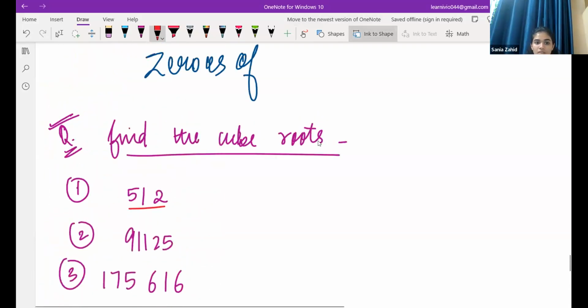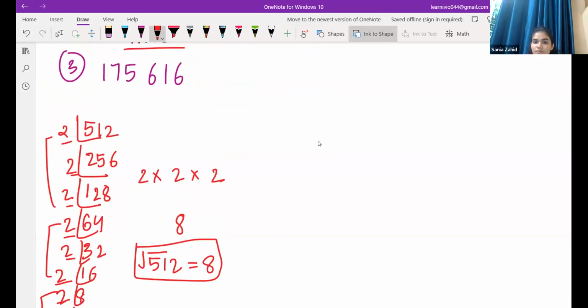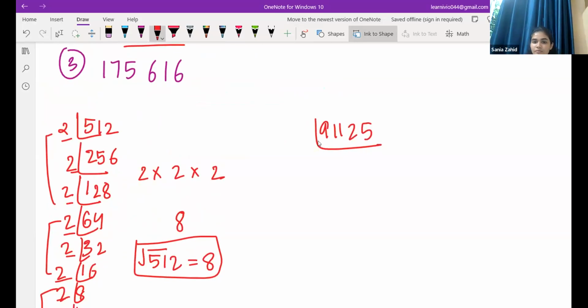Next question. 91125. Mustafa, did you do it? Yes, ma'am. Tell us. Ma'am, 3 will divide 91125, 30,375 times. So first you divide it by 3. No, ma'am, 30,375. One second, Mustafa.